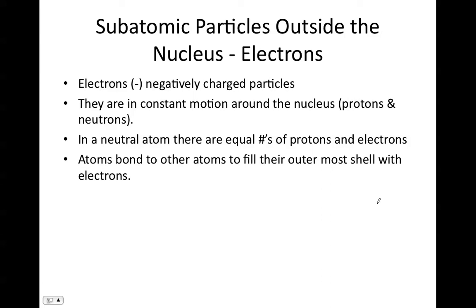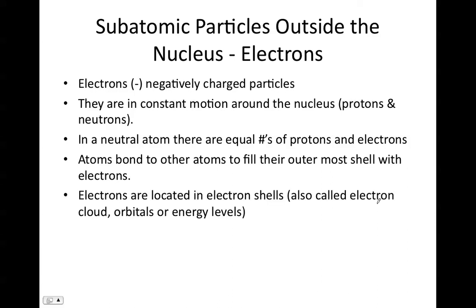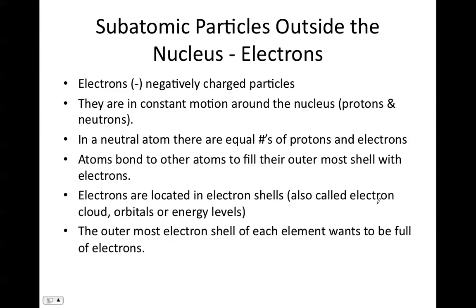The electrons are shared between and go through the orbits of both atoms. They are located in what we call electron shells, also known as the electron cloud, orbitals, or energy levels. The outermost electron shell of each element wants to be full, and once it's full, it becomes more stable. So atoms are always out there trying to fill their outermost shell until they're full.